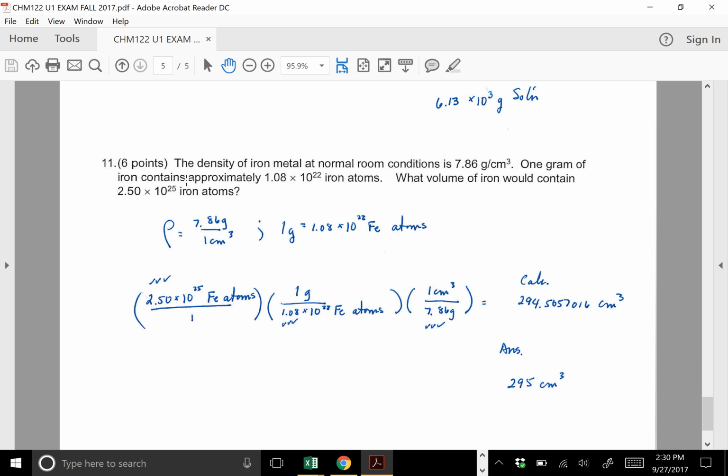Taking one look at it, I've got 3 sig figs in this coefficient. And I've got 3 sig figs here. And so I need to round to 3 sig figs. Since this is a 5, I'm going to round that 4 up to a 5. So 295 centimeters cubed would be the answer. So that's that in a nutshell.